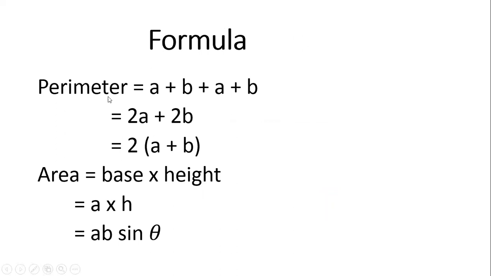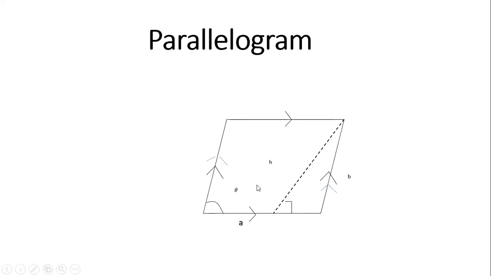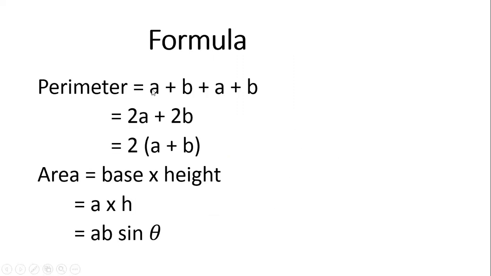Now moving around the object, the perimeter is side A plus side B plus side A plus side B. Just like your rectangle, these two sides are equal and these two sides are equal. So you have the perimeter as A plus B plus A plus B, which you can factorize to give 2 into bracket A plus B. I deliberately use A and B so that you don't see it as length and breadth.